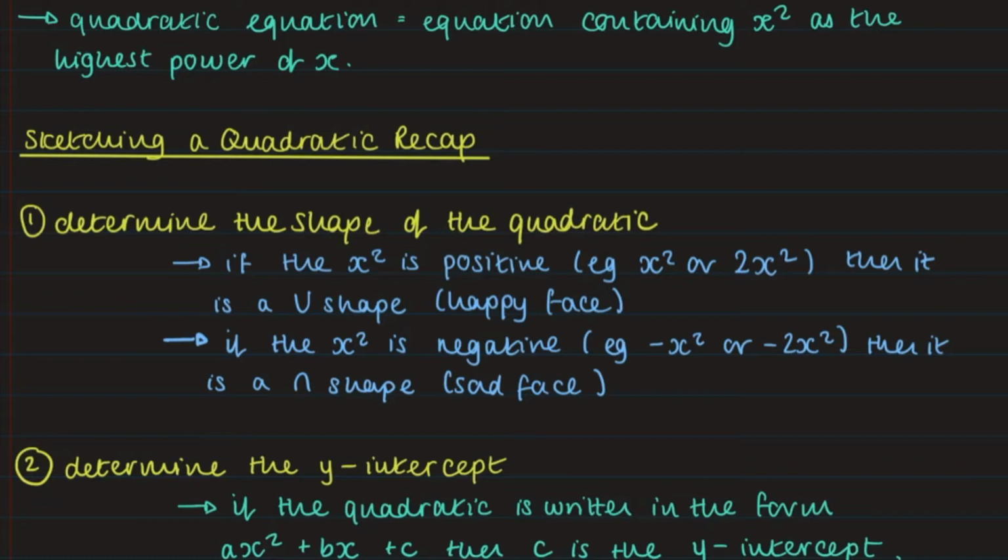Then I determine the y-intercept. So if my quadratic is written out in the form ax squared plus bx plus c, then c is just the y-intercept. So if I have y equals x squared plus 2x minus 3, then the y-intercept is just minus 3.